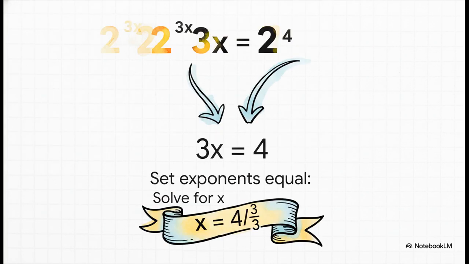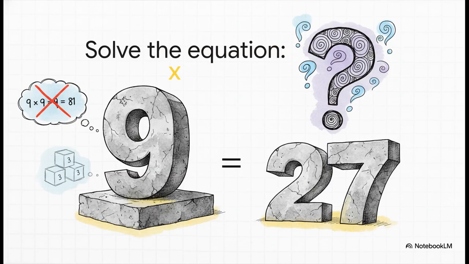Now that the bases are identical, they're both 2, we can use our cool new rule. We just set the exponents equal. 3x equals 4. Now, it's just a little bit of simple algebra. Divide both sides by 3, and boom, we get our answer, x equals 4/3. Fantastic. Okay, you ready? Let's step it up a notch.